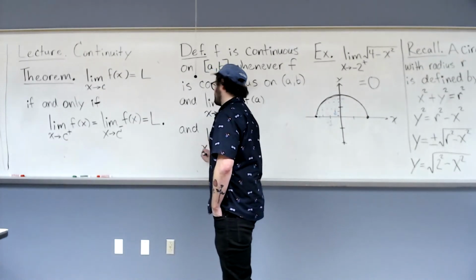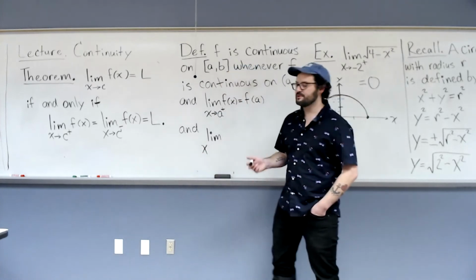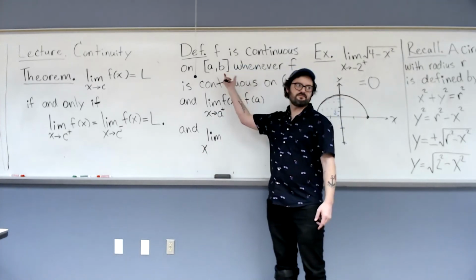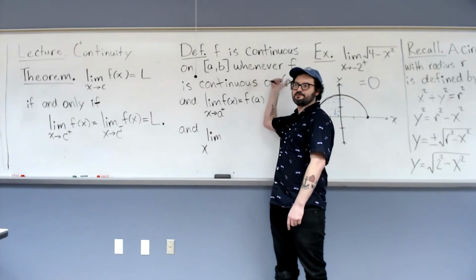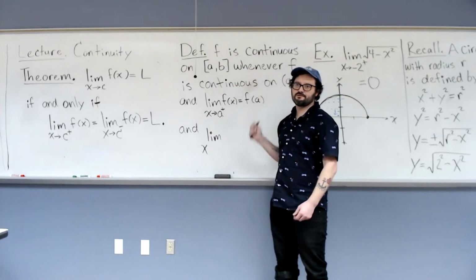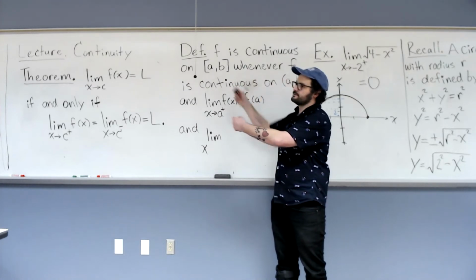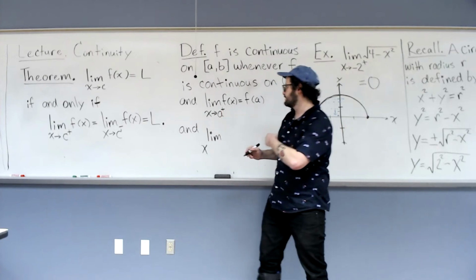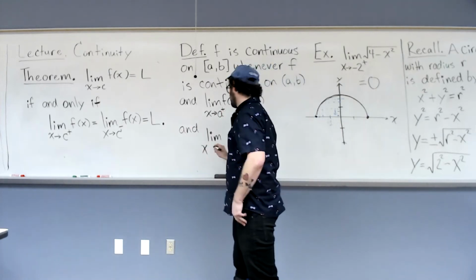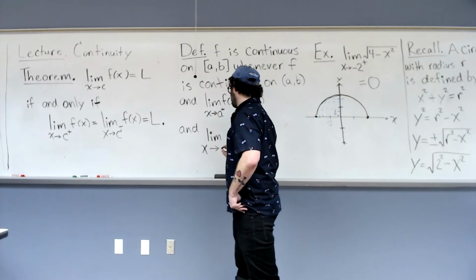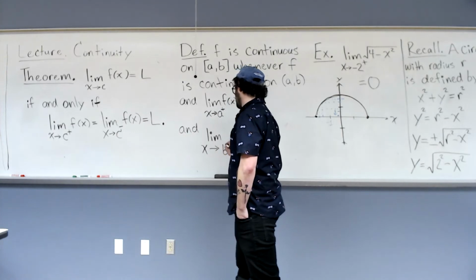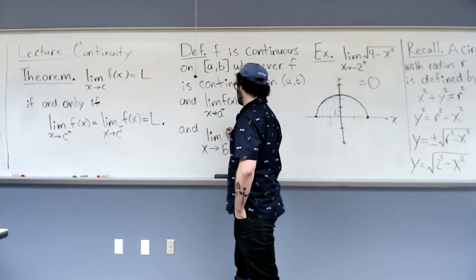But now we have to approach from the left-hand side because b is the farthest to the right on the closed interval. So we have to use x in the interval that are smaller than it heading towards it. So heading towards b from the left.